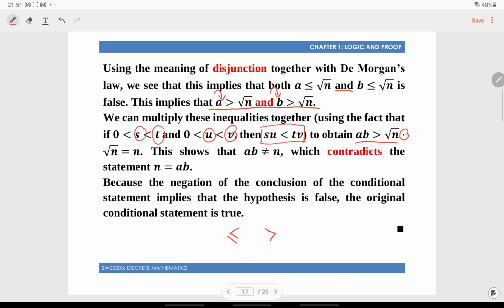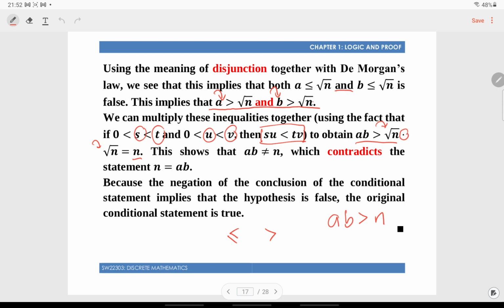That means a multiplied by b is greater than square root of n multiplied by square root of n. Because square root of n times square root of n gives n, this shows that ab is now greater than n. After we multiply square root of n with square root of n, it becomes n.